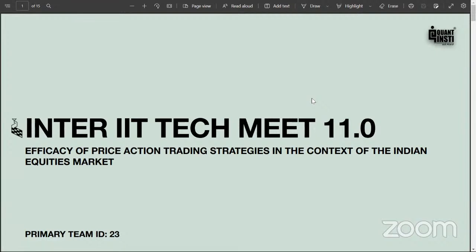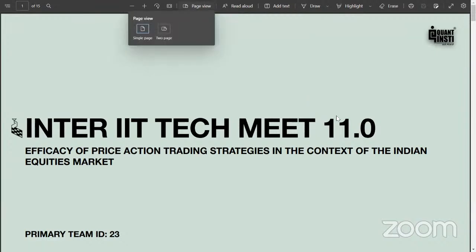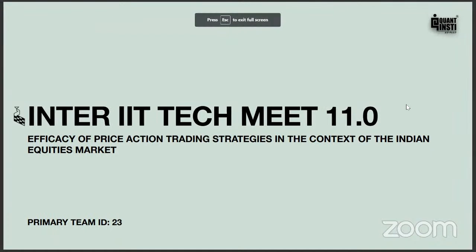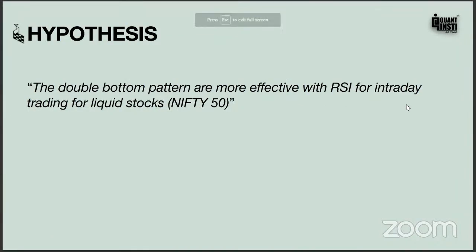So this is our hypothesis. When we talk about the double bottom pattern, we know it's a reversal pattern and usually found in longer time frames. Even if we use it for intraday, it is likely to fail. So we are testing the double bottom pattern, but augmented with RSI, the augmented W pattern, to come to this hypothesis, which you can see here.